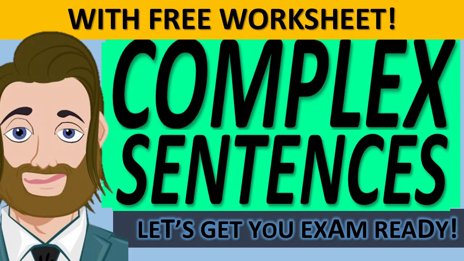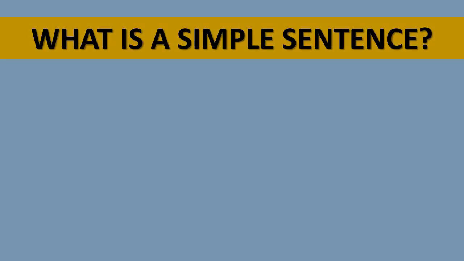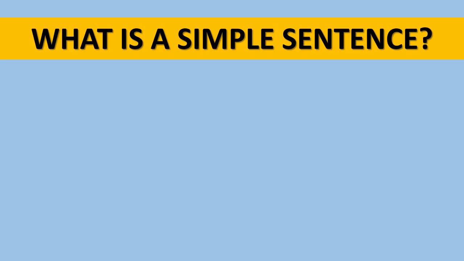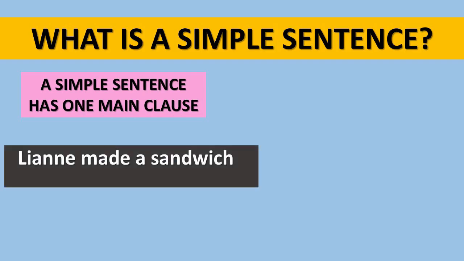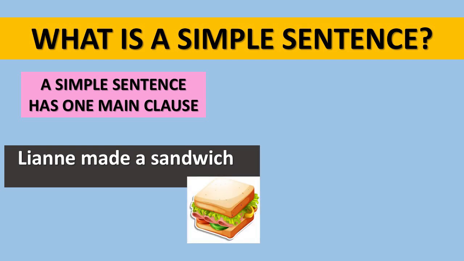Okay, let's get going and think about complex sentences. We're going to start today by thinking about what a simple sentence is. So what is a simple sentence? A simple sentence has one main clause. Here's an example of one. Leanne made a sandwich, and for good measure, there is the sandwich that she made.